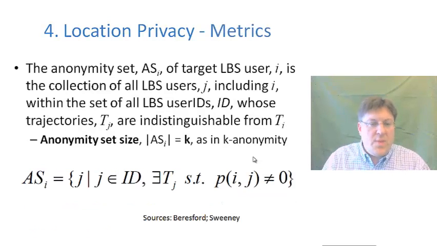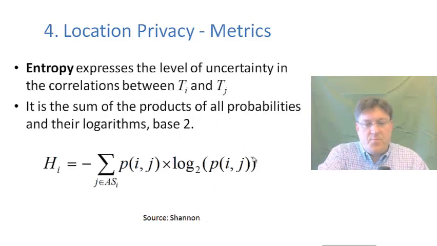So the way we measure privacy, probably the most common way, is the anonymity set size. This can be measured using K-anonymity, which Sweeney introduced. Basically the idea is if you can't identify which car among K different cars is the one you're trying to monitor, then that car has K-anonymity.